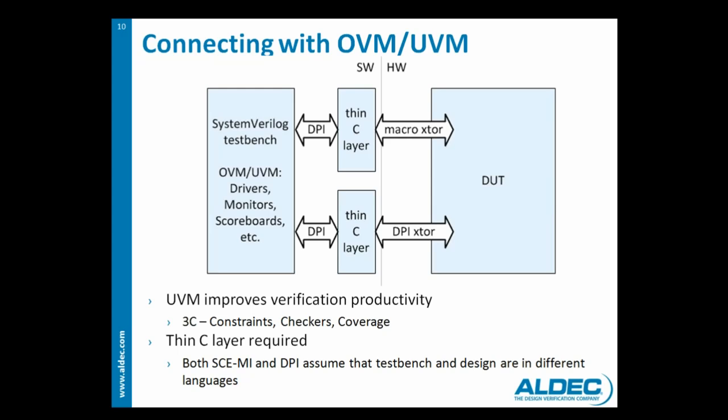If you want to prototype the design, you can go with the macro transactor. You can use both models, macro-based as well as function-based. In order to use macro-based, you need to have a DPI call from the SystemVerilog test bench to the thin C layer, and then the thin C layer communicates with the macro transactor. On the other hand, the function-based model uses DPI on both sides, from the test bench to the thin C layer and from the thin C layer to the DUT.